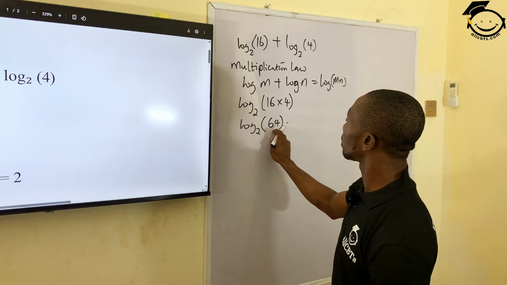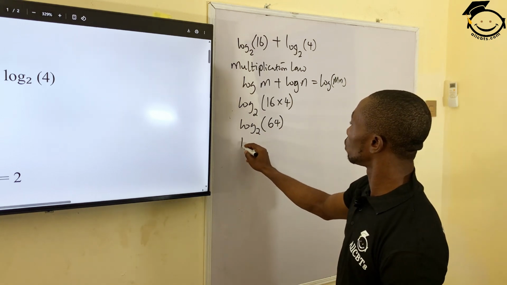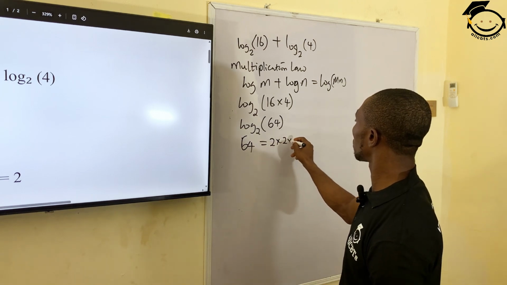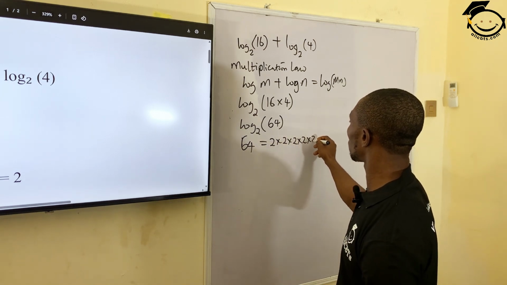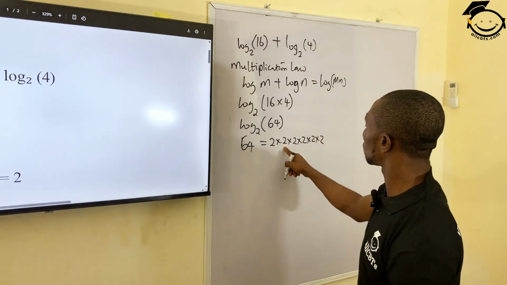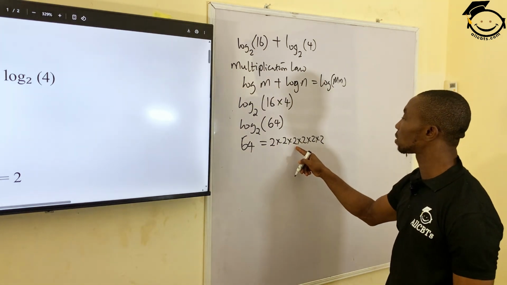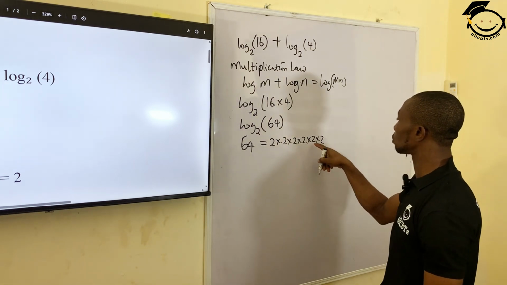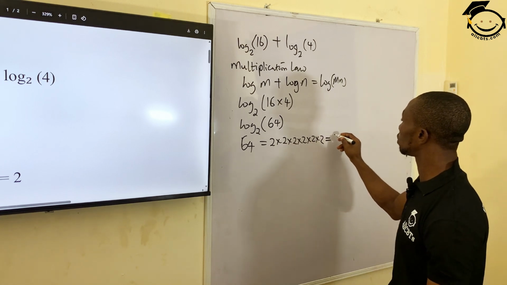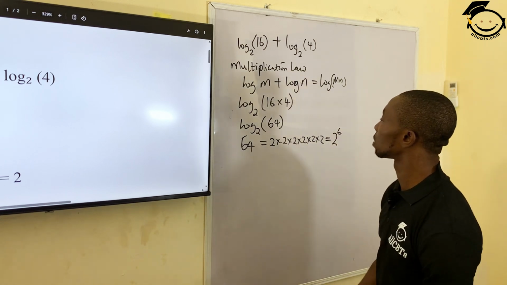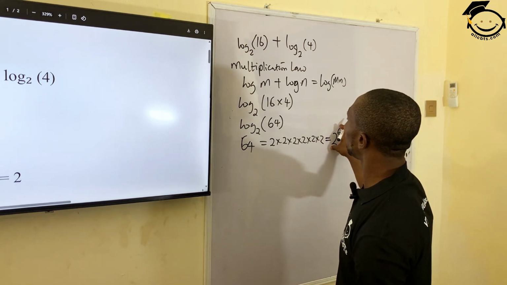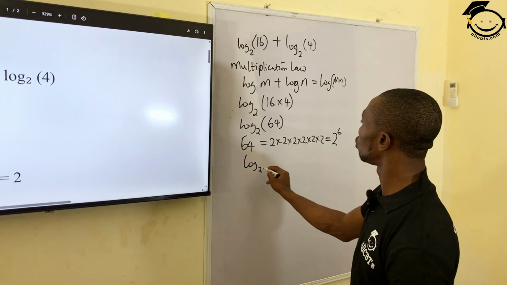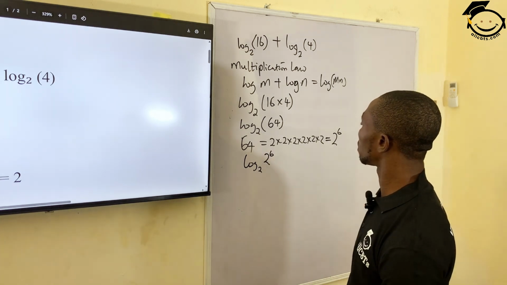Now, if we break 64 down, 64 is 2 times 2 times 2 times 2 times 2 times 2. 2 times 2, 4. 4 times 2, 8. 8 times 2, 16. 16 times 2, 32. 32 times 2, 64, which is 2 raised to power 6. Now, replacing 64 with 2 raised to power 6, we are having log₂ 2 raised to power 6.